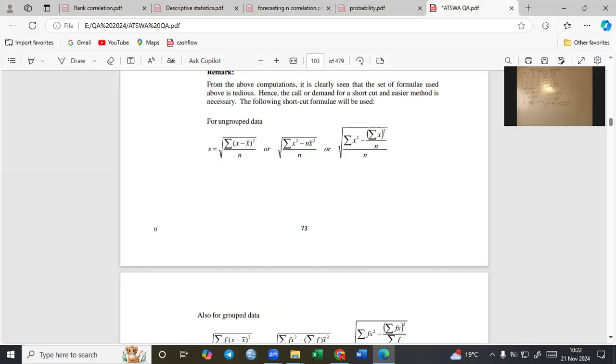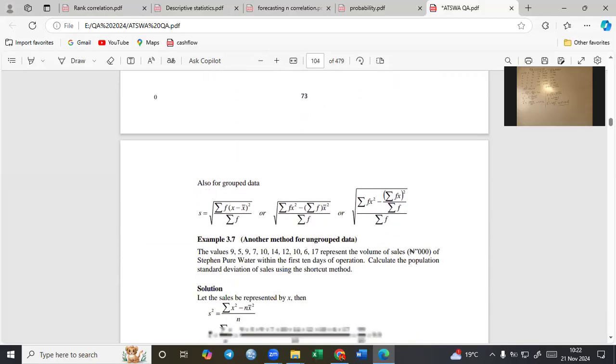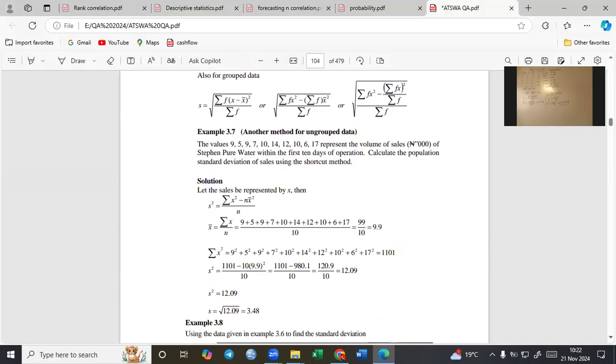Or summation of x squared minus summation of x, then square, over n. Then everything divided by n. Then find the square root. That is all about it. But I prefer when you find for both. So the most recommended. Let's go to groups.